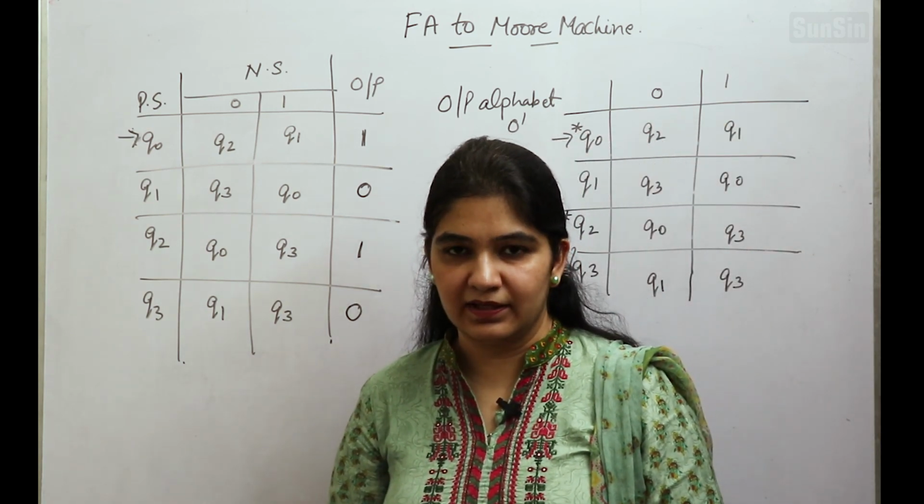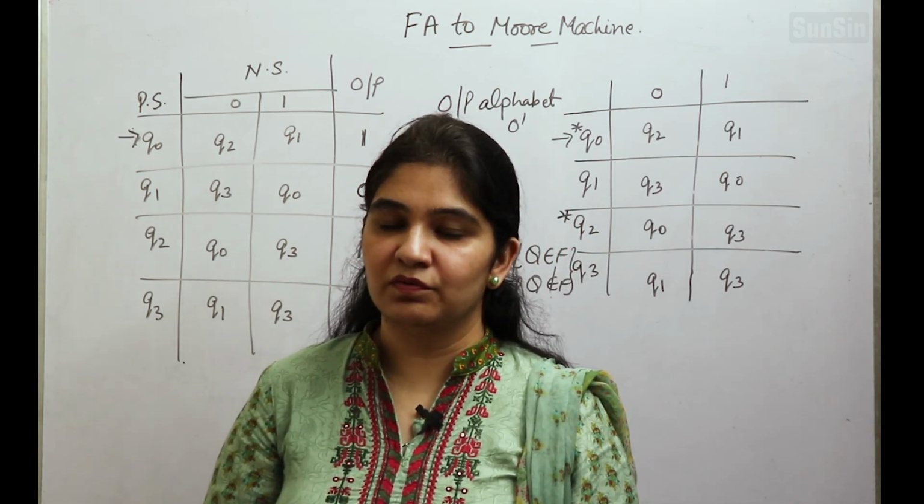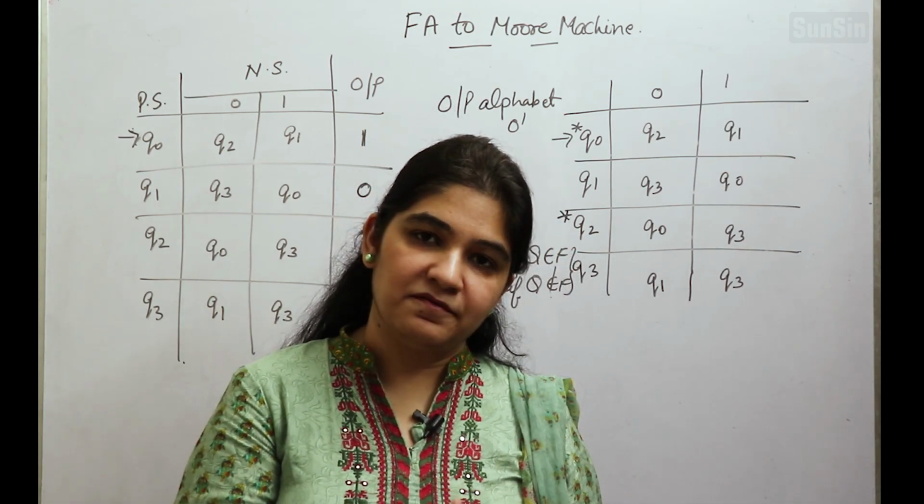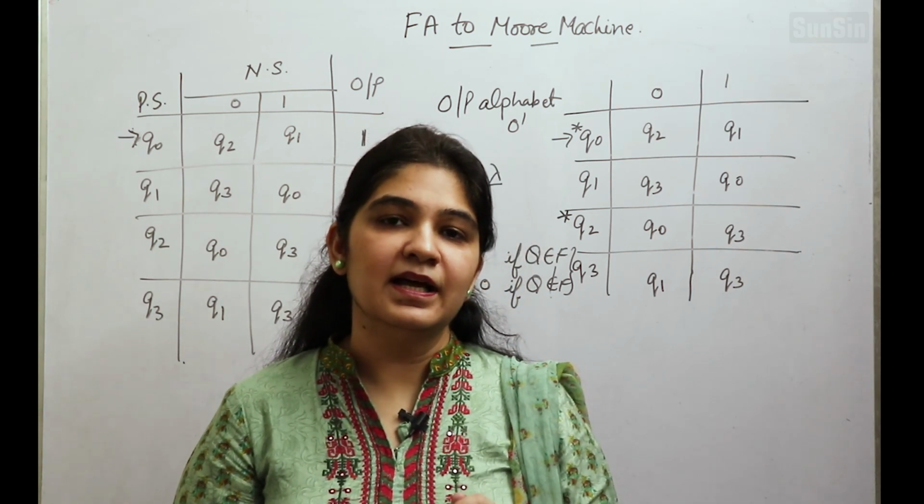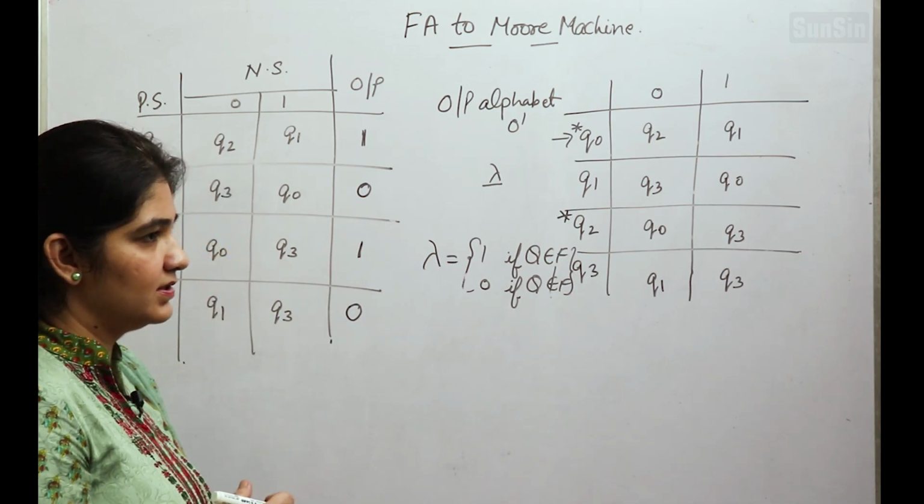There is no such direct conversion. For such conversions, what we'll do? We will first of all do FA to Moore, then Moore to Mealy. Clear? Now the inverse conversion. How we will do the inverse conversion?